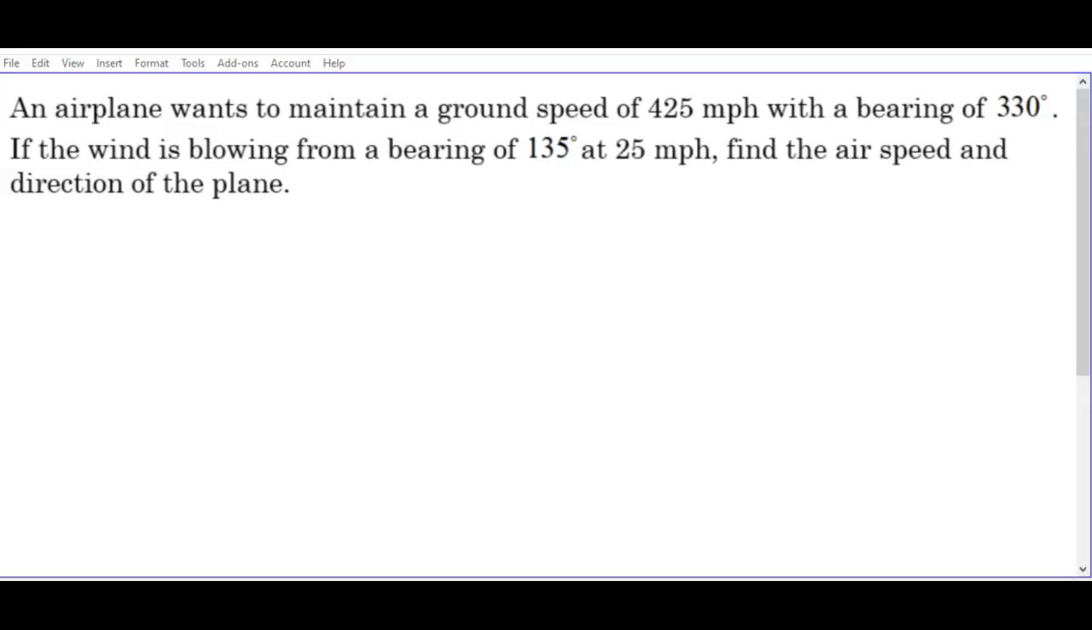Now that you read this, before you get too far into it, did you read that the wind is blowing from a bearing of 135? Make sure you see that word "from" there. Just so we're all on the same page, what are we trying to find in this case? The aim, the wind, or the true course? We're looking for the aim, aren't we? To get the aim, we're going to do true course, or the ground speed, the ground minus the wind.